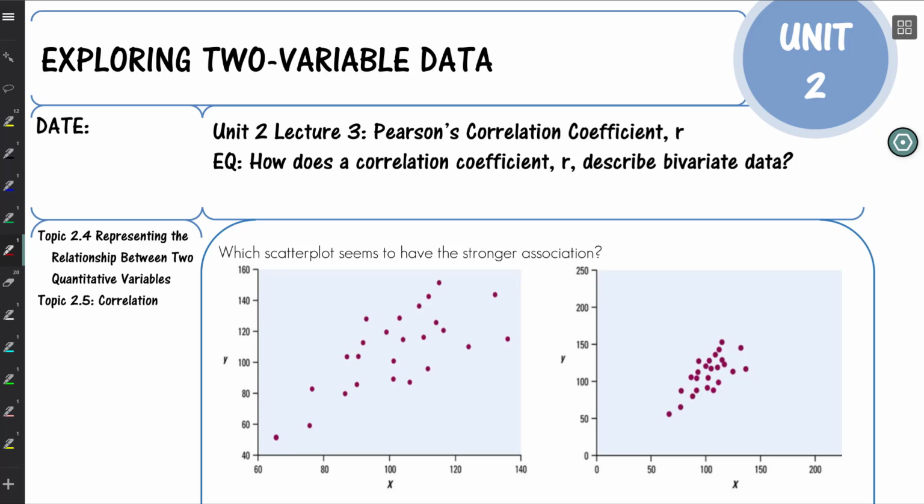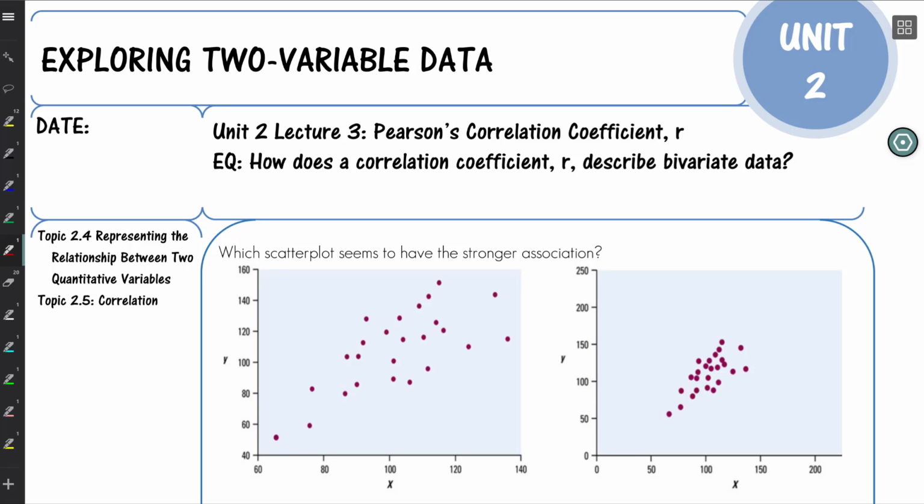Hey everybody, we move on to our next lecture in Unit 2, Exploring Two-Variable Data, in which we talk about this thing called Pearson's correlation coefficient. As we saw in our last lecture, describing the strength of an association could be kind of difficult between two quantitative variables, and what we found was we needed a numerical way to do that, and that's what we're going to tackle today. Our question really becomes, how does a correlation coefficient R describe bivariate data? This is one of the big key statistics that we will look at in this course.